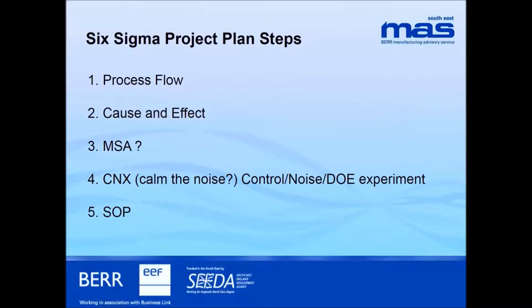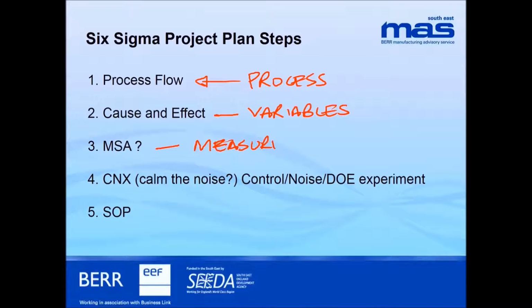Now here's the traditional Six Sigma approach. This is the approach I would typically advise. We would go straight to the process. Process flow, cause and effect. The cause and effect diagram is going to identify all the variables in the current assembly process. We are going to check the measurement system. Is the measurement system okay? Is it telling us lies? We would do an MSA in order to do that.